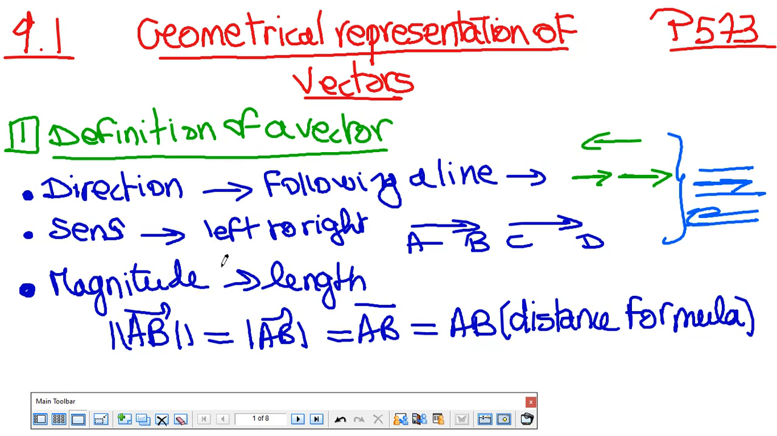Now, when I talk about the magnitude, I am talking about the length of the segment. So to find the magnitude of any vector, I need to use the distance formula if I have the components. And I have those four methods to write the length. So you can see it this way, or this way, or this way.